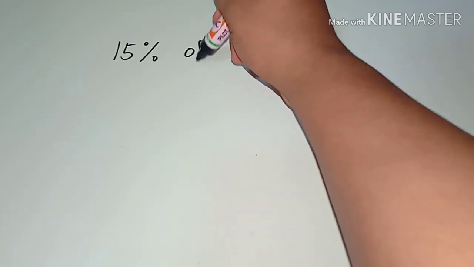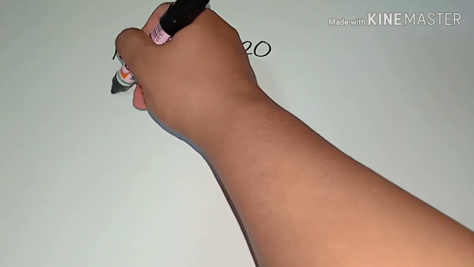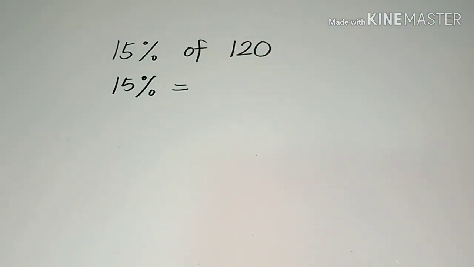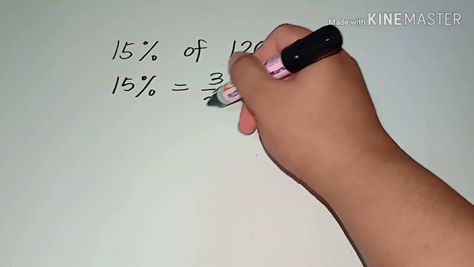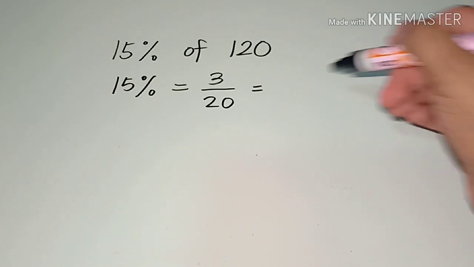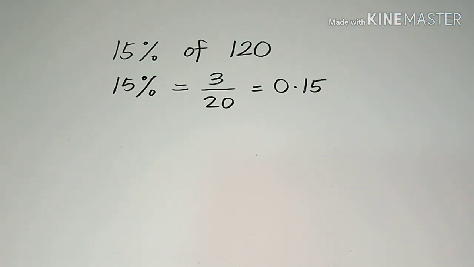Another example is what if we're looking for 15% of 120. So just what I've said earlier, we just copy first 15% and we look for its fraction form and decimal form. For 15%, the fraction form for that is 15 over 100. So if you will simplify that, that's 3 over 20. And the decimal form for 15% is just 0.15. We just move 2 places to the left to make it 0.15.